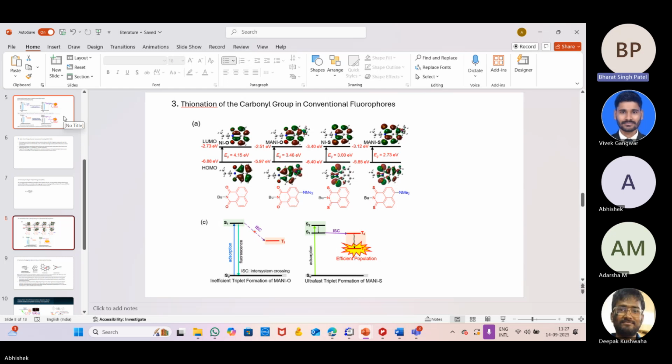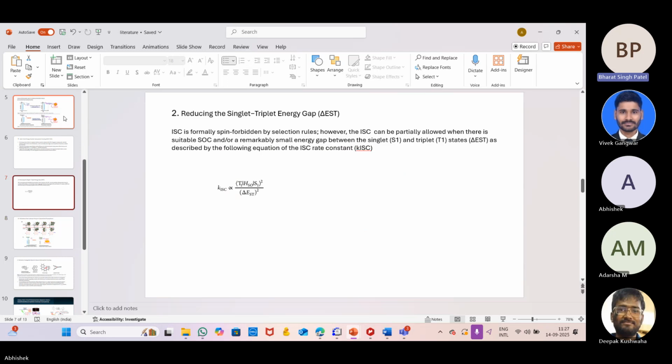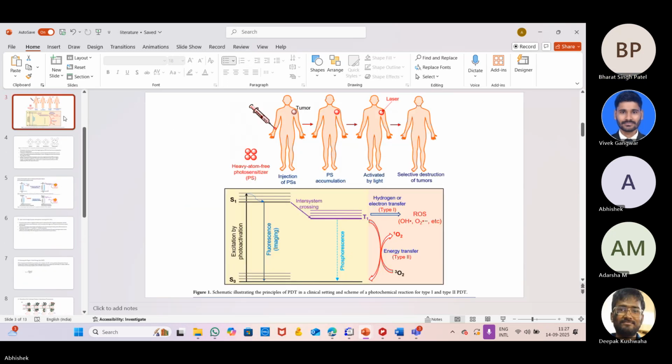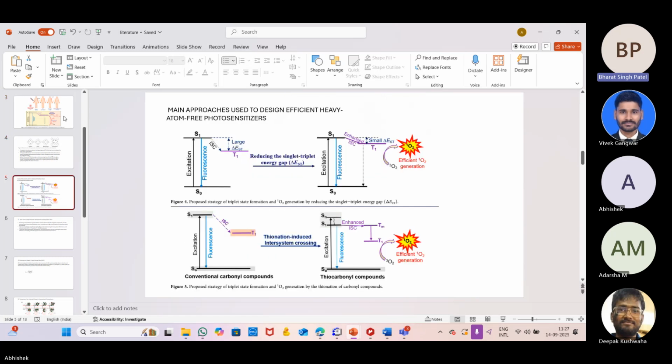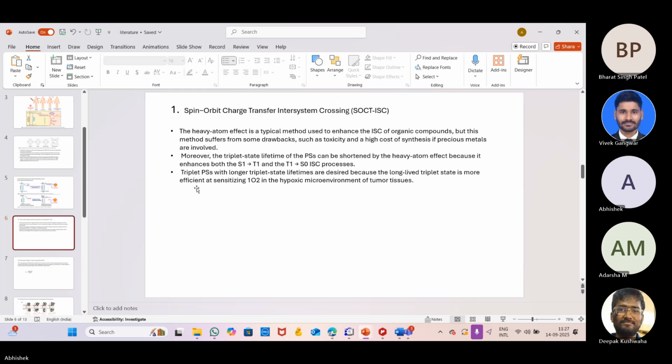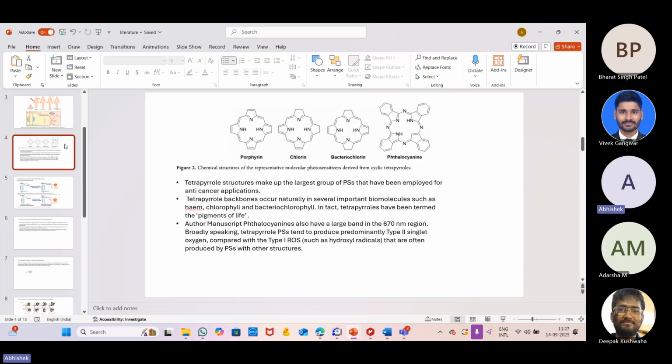If you go to slide number four, what about this system? Slide number four, this one. Did you check how much triplet lifetime these compounds have? I didn't check, but people have probably done it.